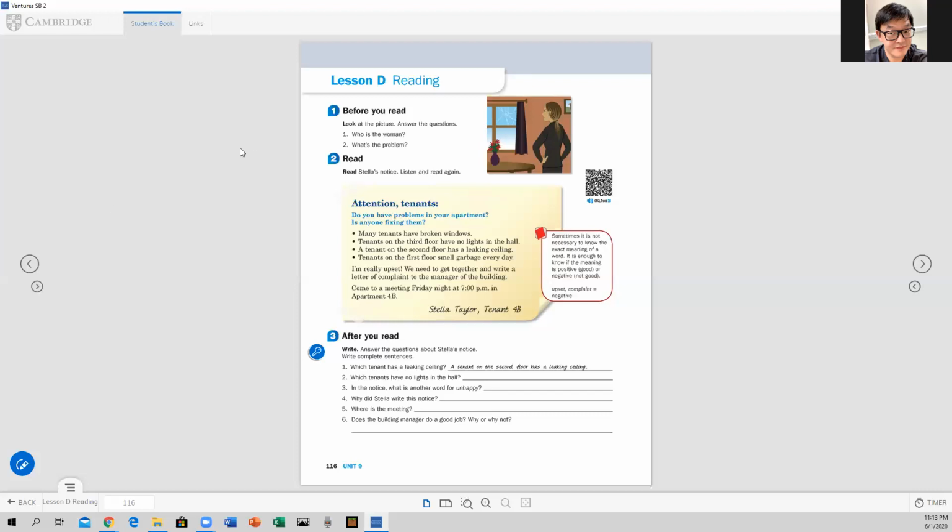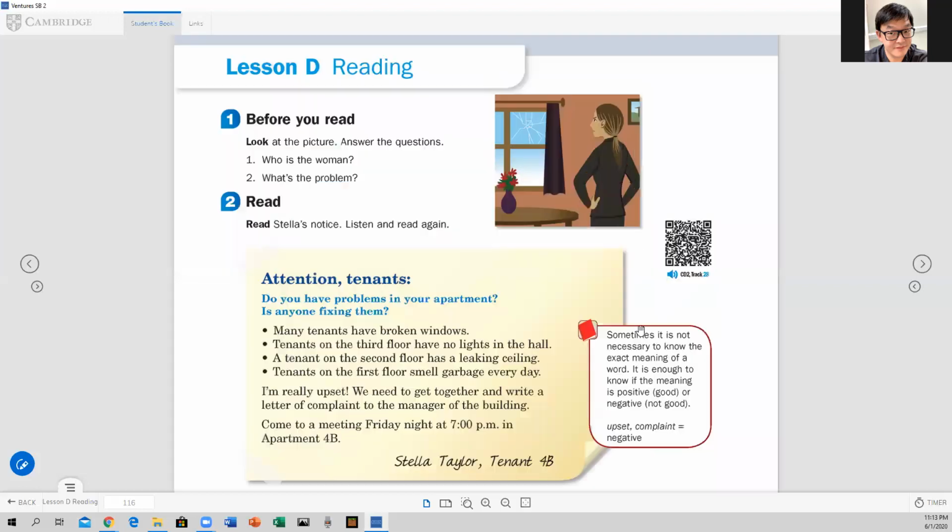Okay, so this is the reading part. I'm gonna make it bigger so you can see better, okay? Look at this picture first. Who is the woman? I don't know who the woman is, right? Well, what is she doing? Look at the place. What kind of place is this? Who is she in relation to the place? And what's the problem?